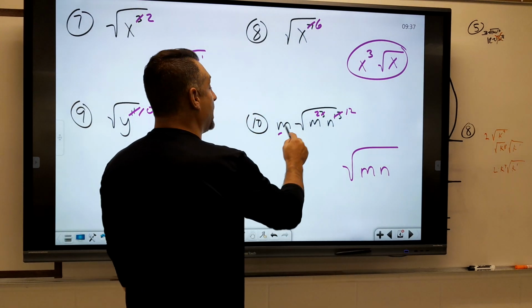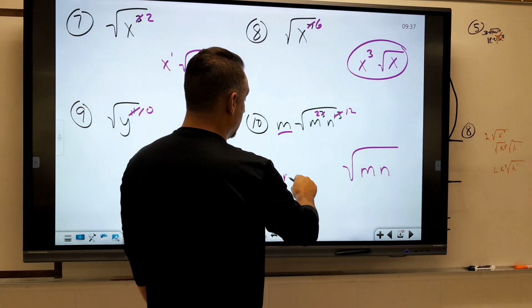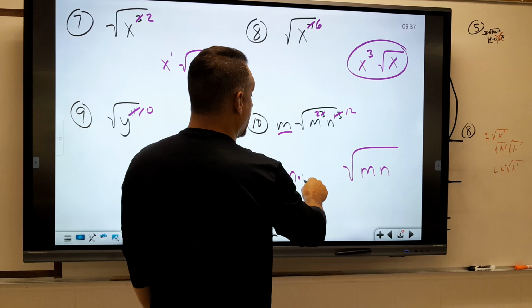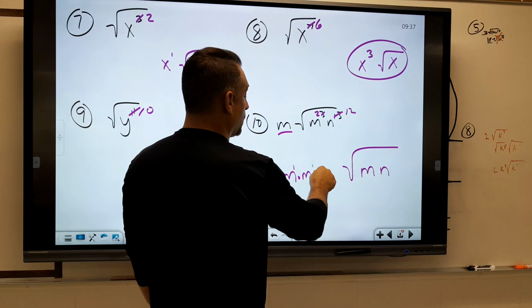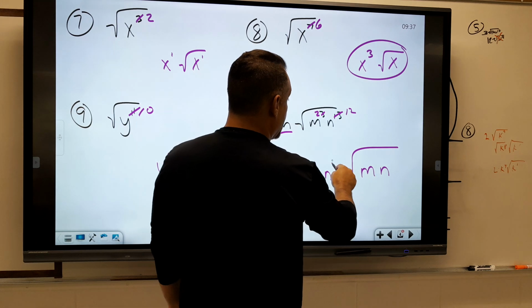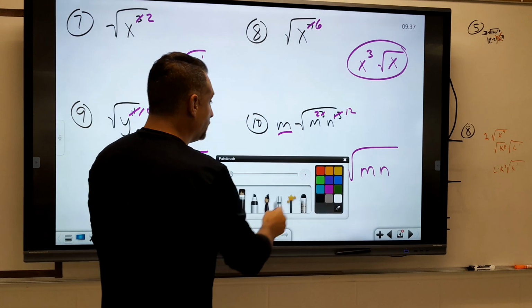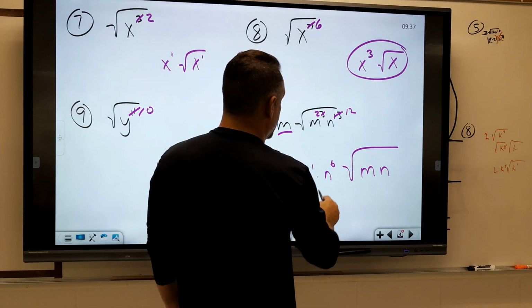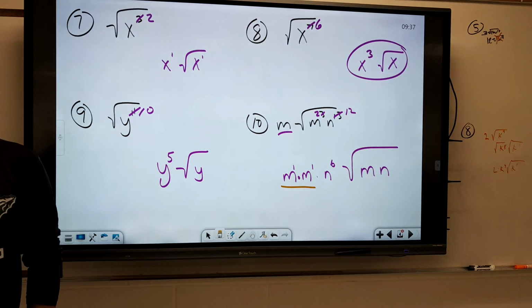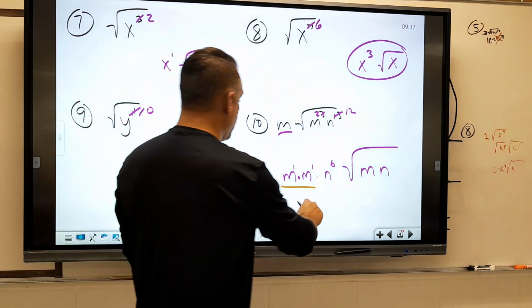So there's already this guy in front. This one, if I divide that by 2, gives me another m. They're both to the first power. I half that, we get n to the 6th. Fortunately, yesterday we studied what happens here. What do you do with those 2 m's? And what do you do with the exponents? You add them. Good job, Maddie.